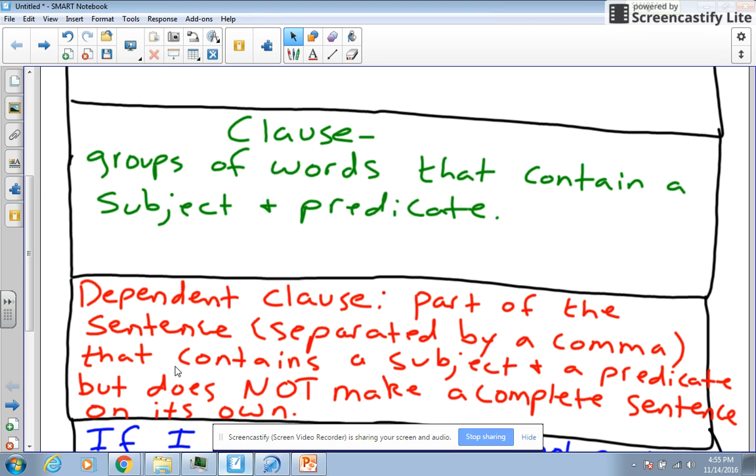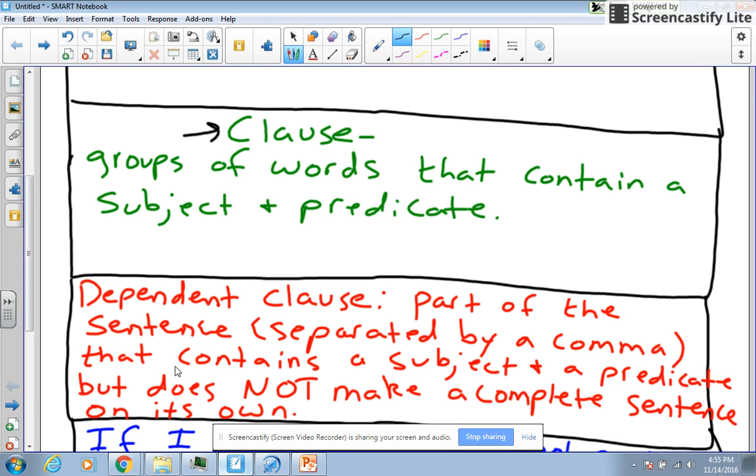In this video, we're going to talk about clauses. Before we talk about the two types of clauses that we're going to cover today, which is dependent and independent, first thing I'd like to discuss is what a clause is. A clause is just a group of words that contain a subject and a predicate, which takes us to, there are two types of clauses.